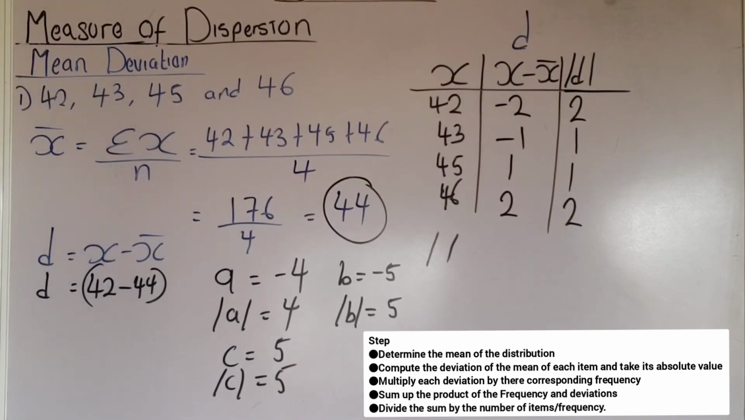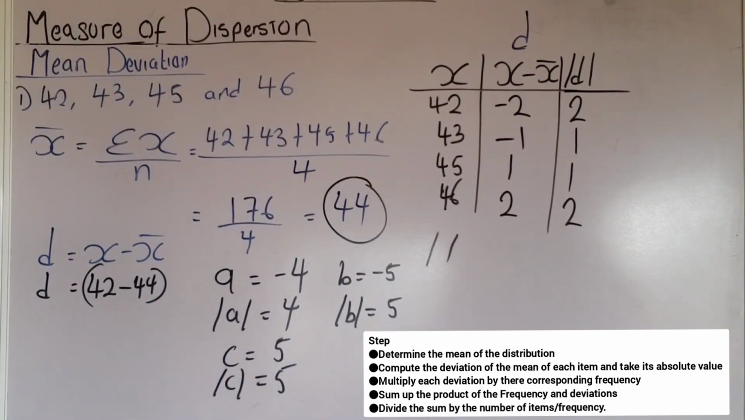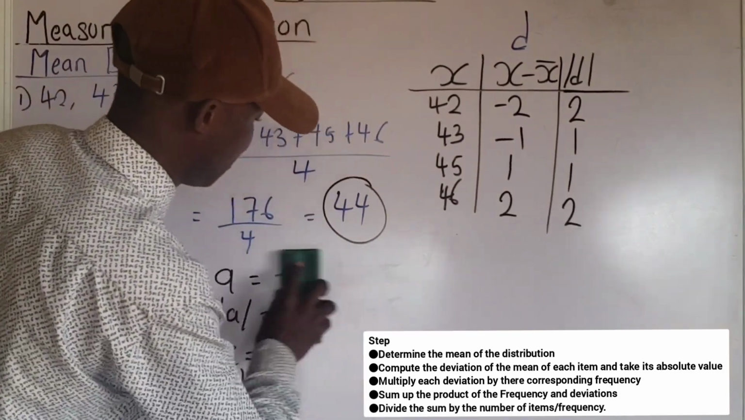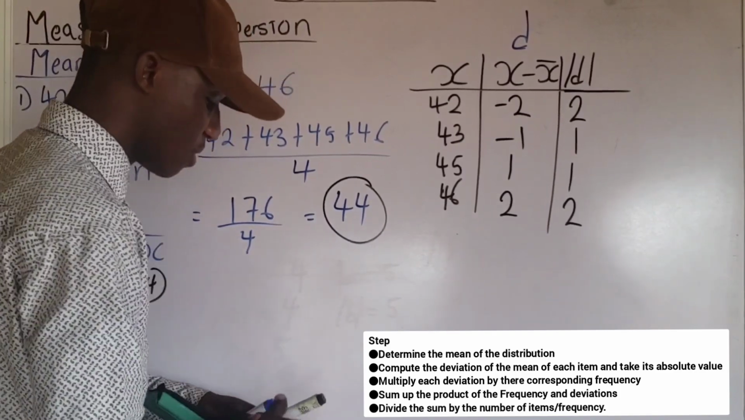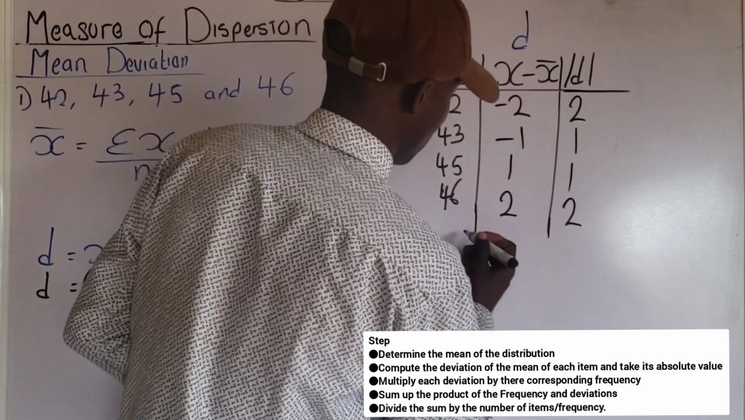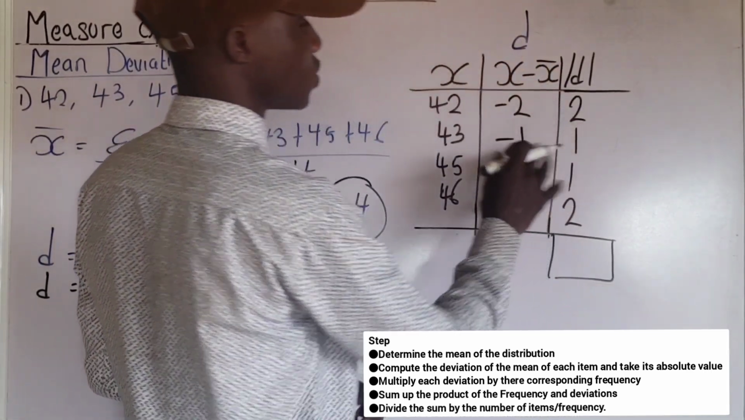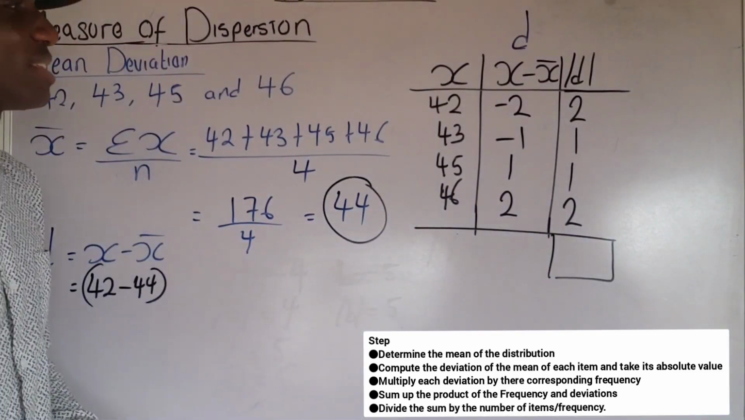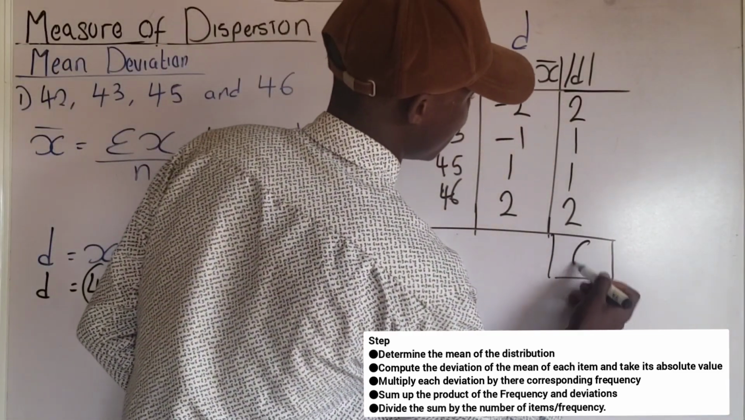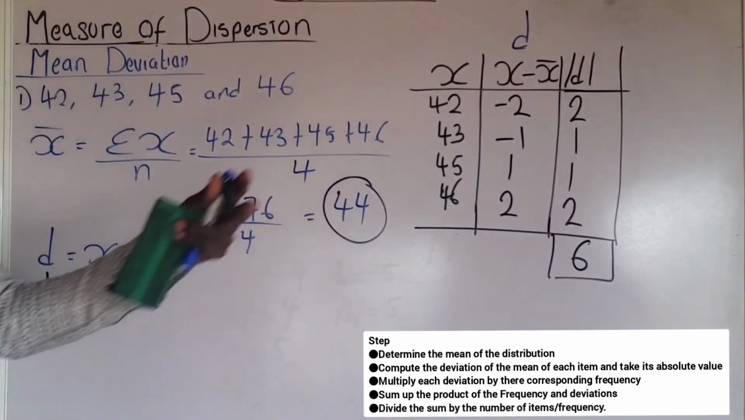So now, the next step is that you have to sum these deviations together. So we have to sum these deviations. If you sum this, I'm going to have 2 plus 1 plus 1 plus 2. That is 6. So the sum of the deviation is 6.